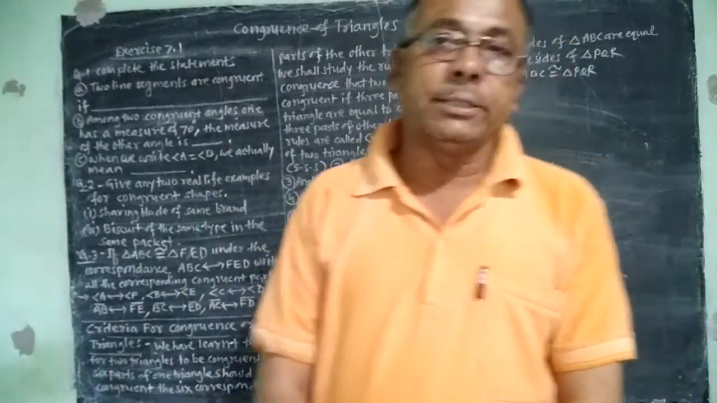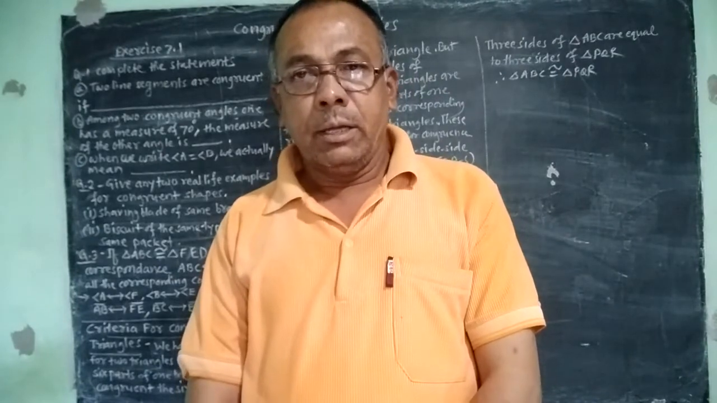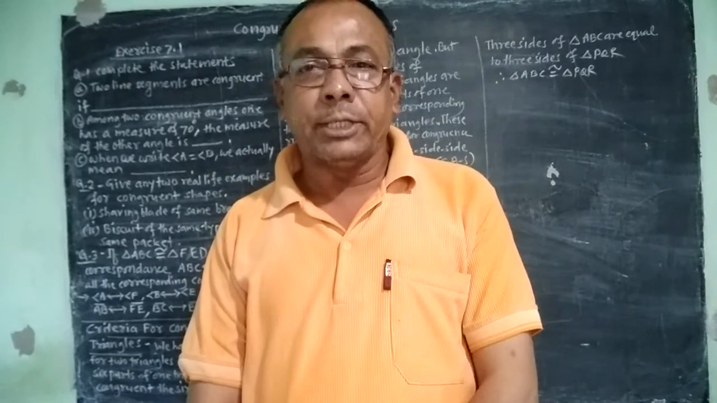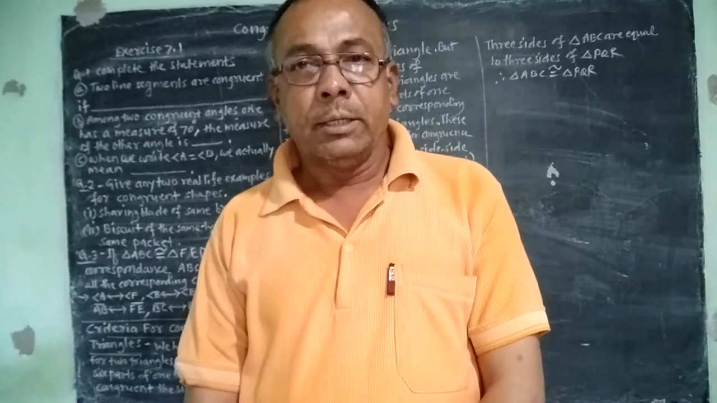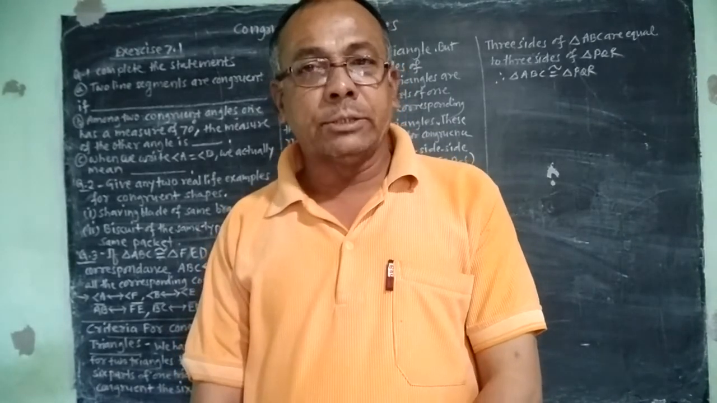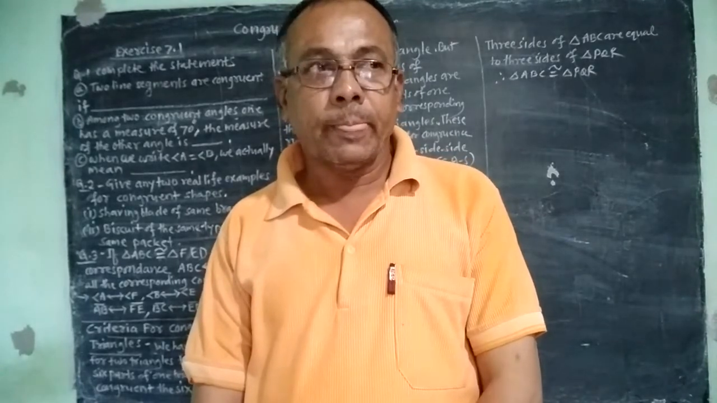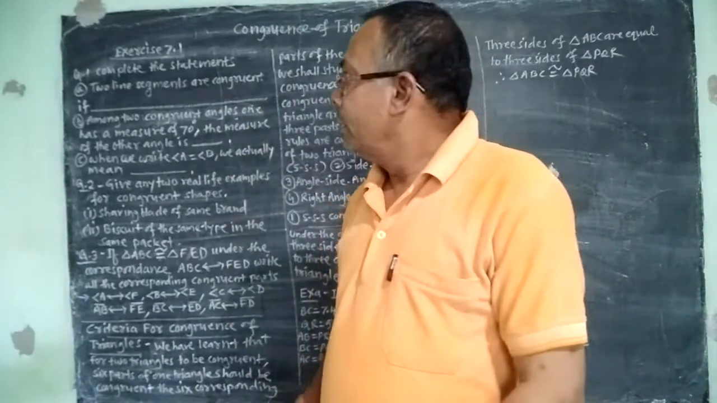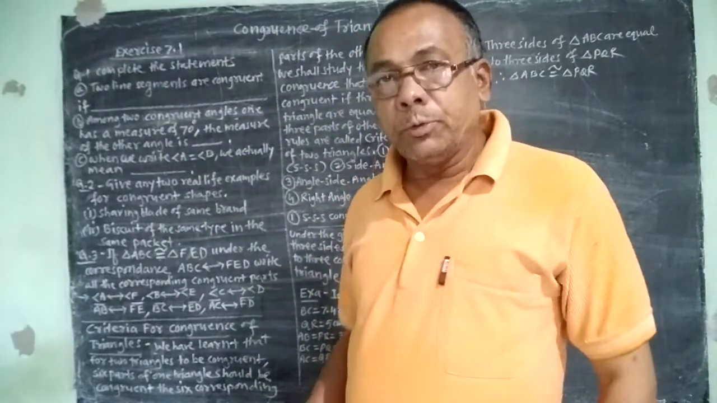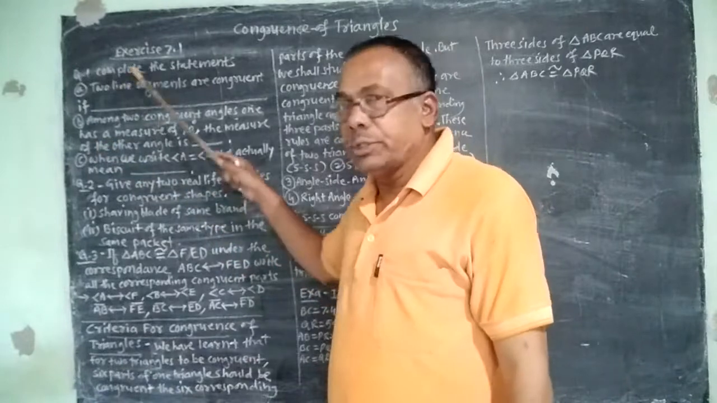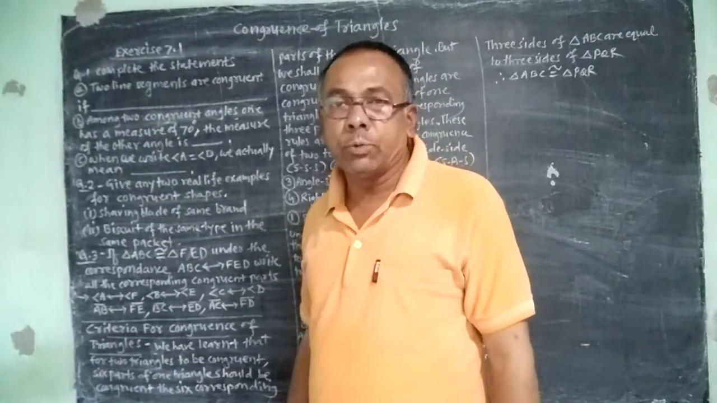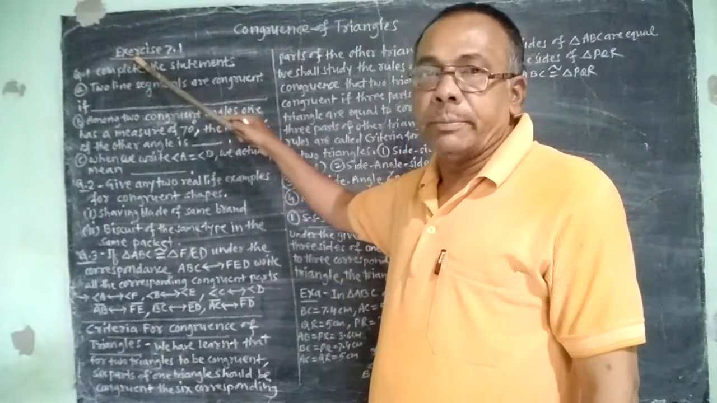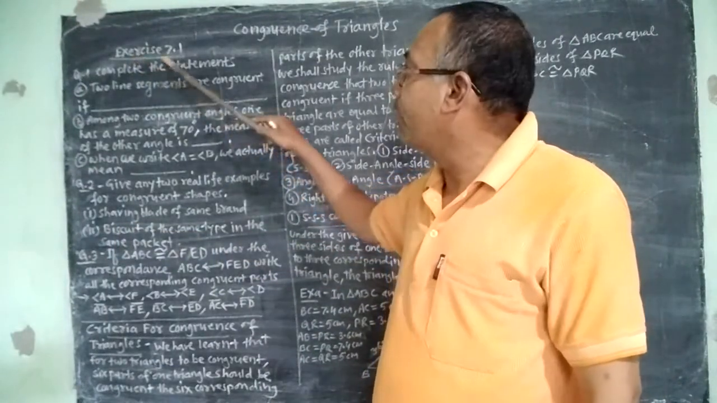three angles and three sides of one triangle are equal to the corresponding three sides and three angles of the another triangle. Then both the triangles are congruent to each other. Here we have to see now some questions which are related to the congruence of the triangle, and we will see some questions from exercise 7.1.